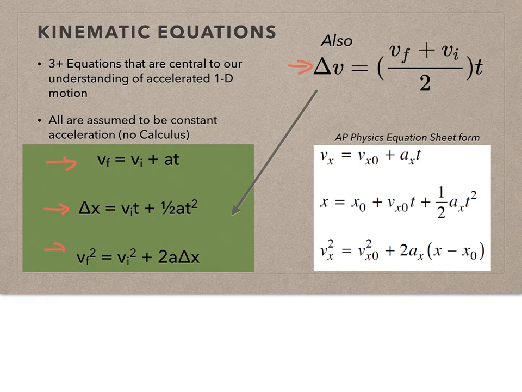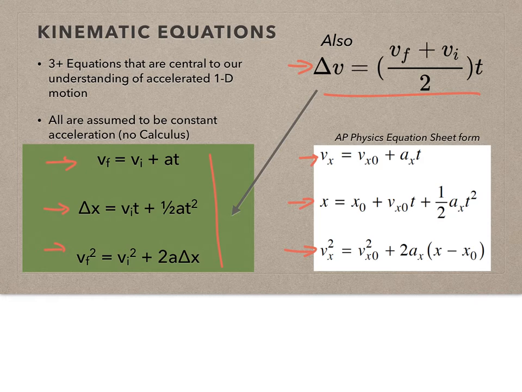Three of these, which are the ones in the green box, are given on your AP Physics sheet. This is on your equation sheet. I do not know why, but this fourth one up here is not included on the sheet. But it's probably one that you could memorize to help yourself out. But these three right here are the most common, right? And they are on your AP Physics sheet.